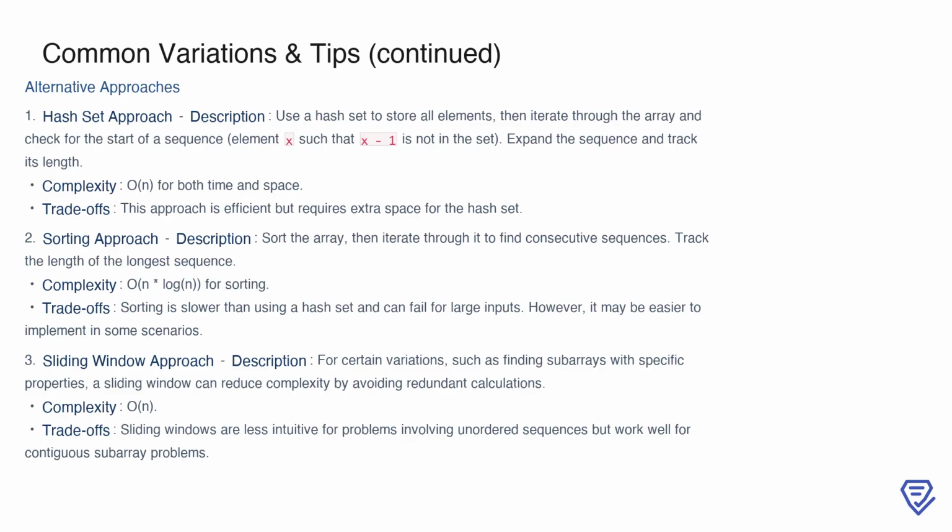Lastly, the sliding window approach can be useful in variations that require contiguous subarray properties. While it runs in O(n) time, it's better suited for ordered or contiguous problems and may not directly apply to unordered sequences like this one. Each approach has its strengths and weaknesses, so understanding when to use them is key to solving related problems effectively.